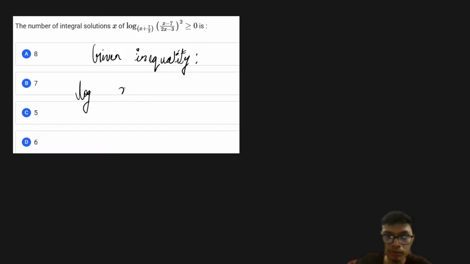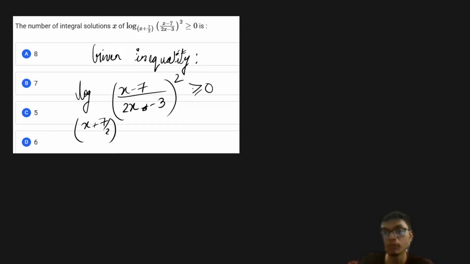is given as log of ((x minus 7) by (2x minus 3)) whole square to the base (x plus 7 by 2) is greater than or equal to 0, right? So we have to discuss what the inequality in x is, in order to get the number of real solutions of x as integral solutions. We have to find the integral solutions of x, so let us try to find them. So x belongs to the integers, right?